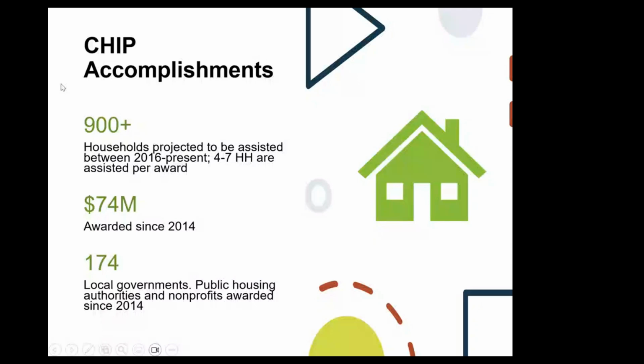So let's talk about some of our CHIP accomplishments. So I took some time to look at this to kind of get a number for us as well of what we've been able to accomplish in the past few years. So when I look back at the homes that were projected to be assisted, either through new construction, reconstruction, or just rehab, since 2016, we projected to assist over 900 households. And for every grant award, we project to assist 4 to 7 households.